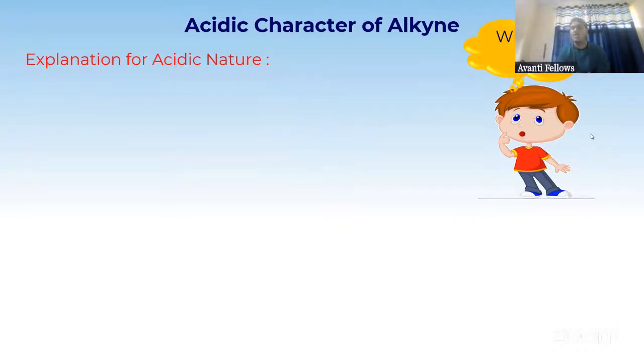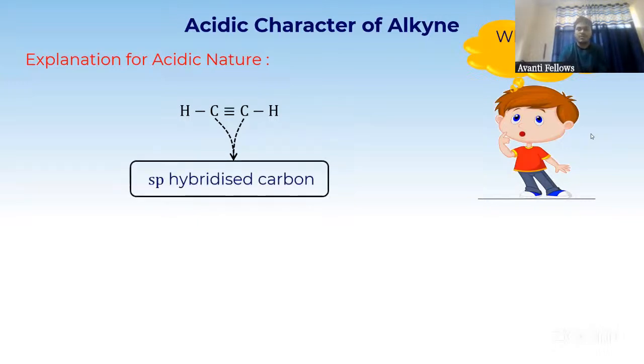Now the question is why the acidic character of alkyne, why they are acidic. Okay, so let's understand why they are called acidic. So, explanation for the acidic nature. Suppose we have an alkyne group. Now we all know this carbon is sp hybridized, right? How do we see sp hybridization? Because hybridization depends upon number of sigma bonds plus lone pairs. Now, here how many sigma bonds do we have?